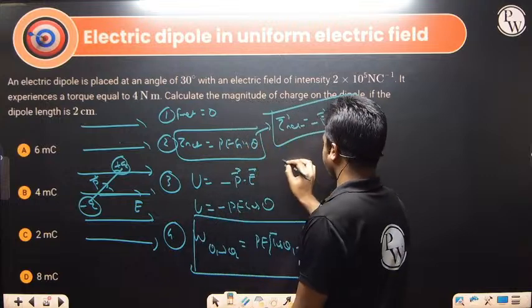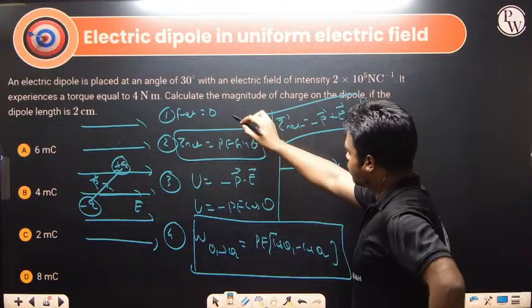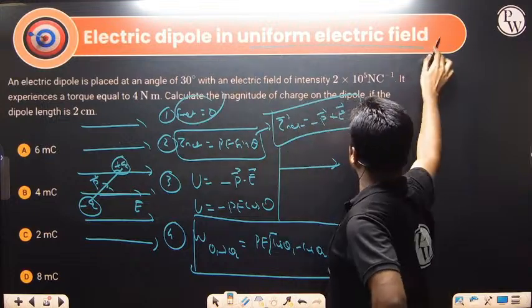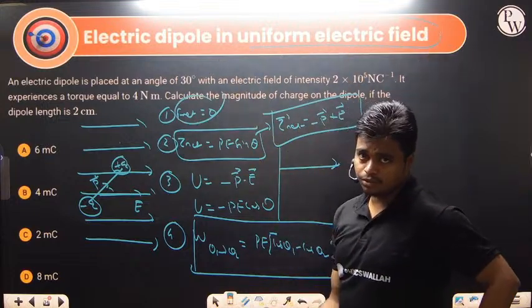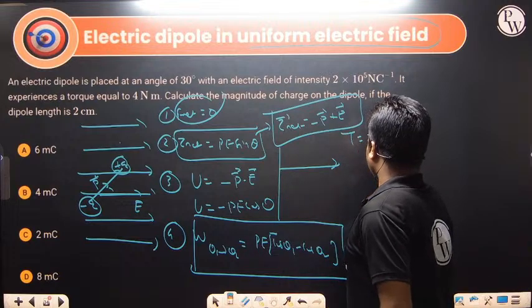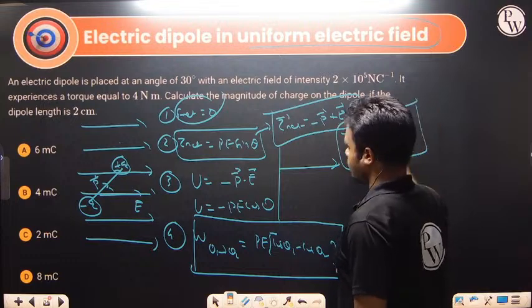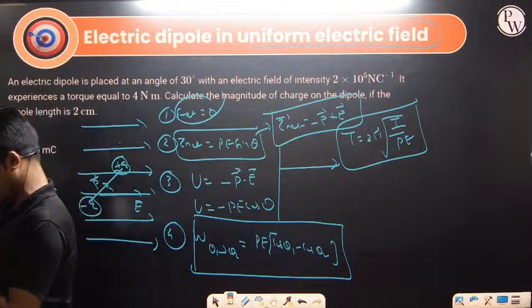Next, what are the things that we can learn from here in the electric dipole? Net force will always be 0 in a uniform electric field. Torque may be 0, may not be 0. In this case, if they are asking about SHM also, the time period of SHM is 2 pi under root I by PE. This is the time period of SHM of the oscillation of the electric dipole.